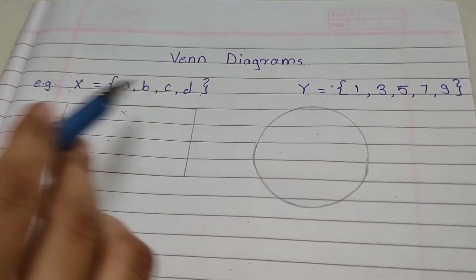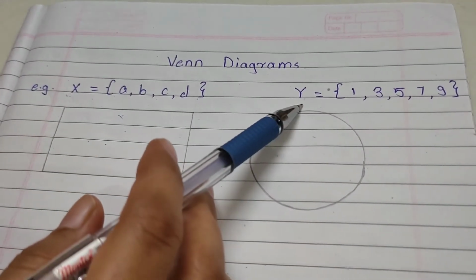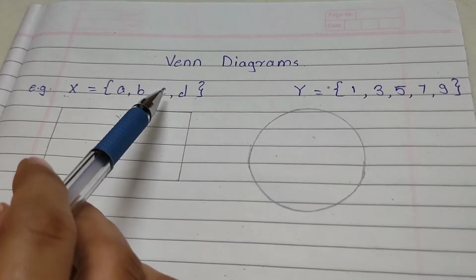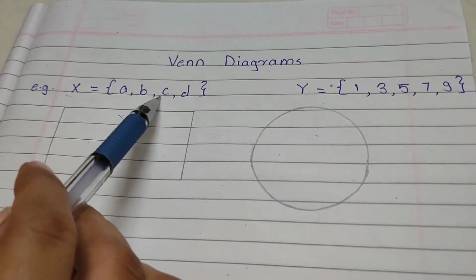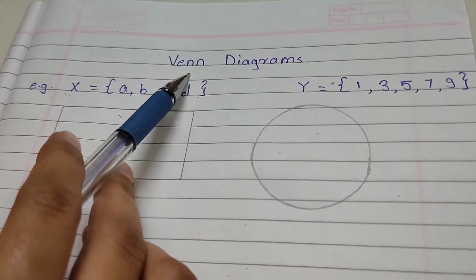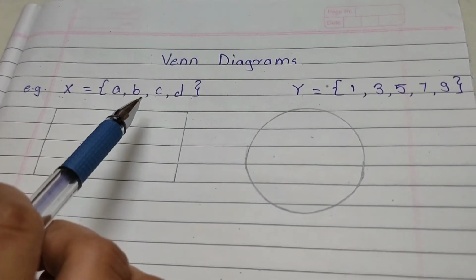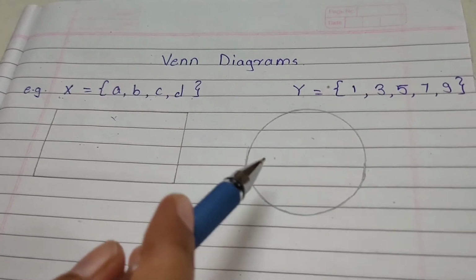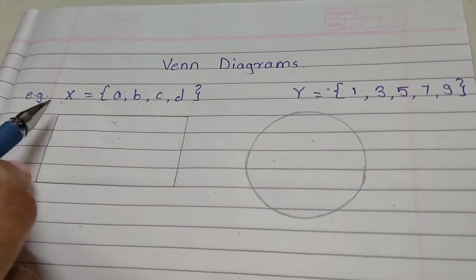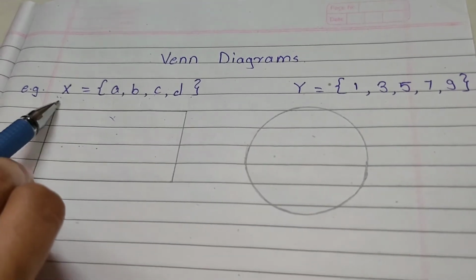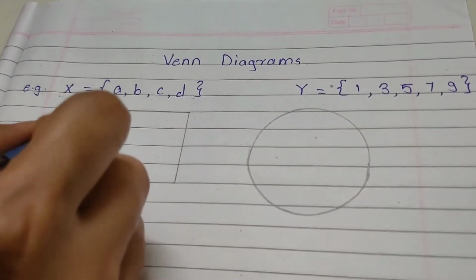Here I have two sets, set X and set Y. We know how to represent a set in curly brackets. Now let's learn how to show the set through the Venn diagram. For that we can use any closed shape figure like rectangle, circle or triangle, anything. So I'm going to represent first set X through the Venn diagram. So I choose a rectangle.